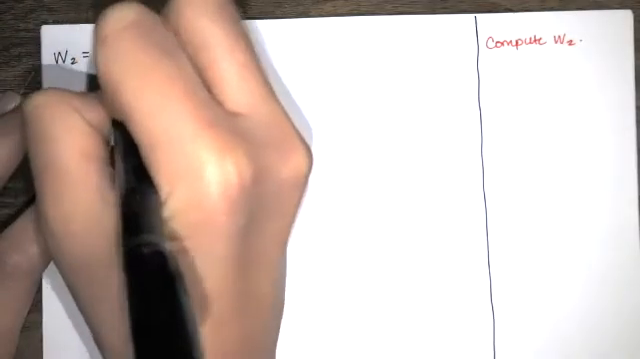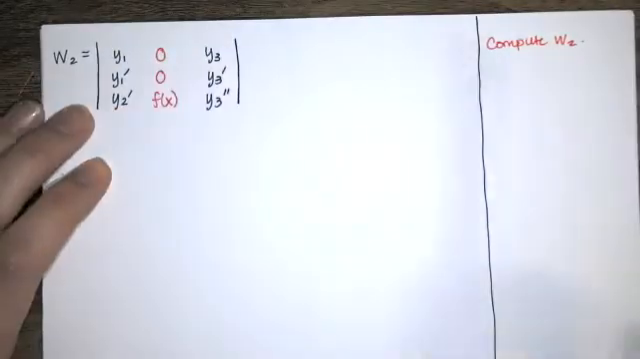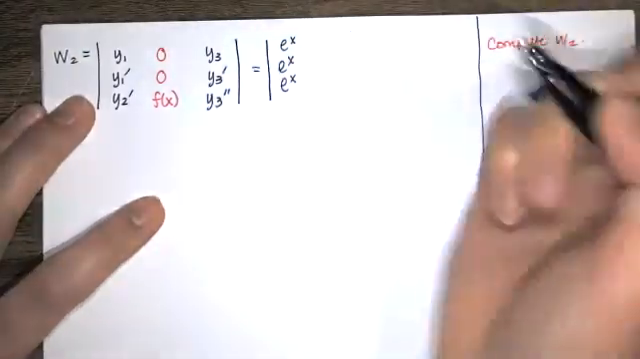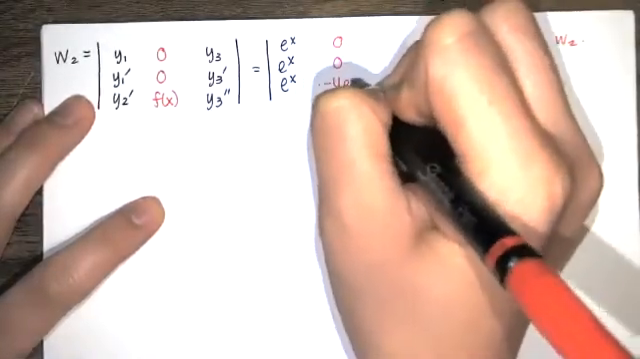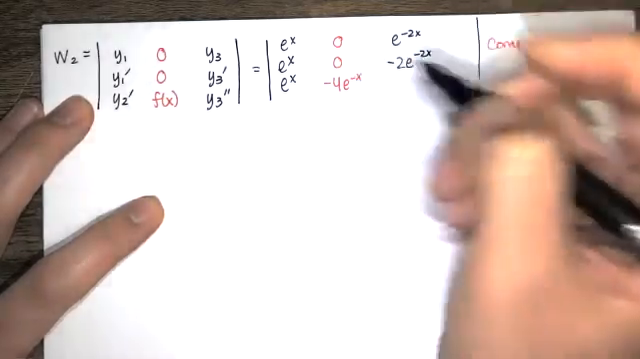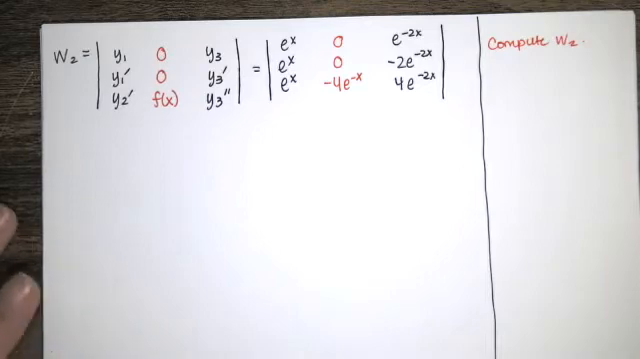Next, we will compute W2. Which is very similar. You just take the Wronskian and you swap out that middle column for 0, 0, and f of x. So our first one was just e to the x, e to the x, and e to the x. The second column is now 0, 0, and negative 4 e to the negative x. And the last column is this. Oh, this one's going to be nice and easy to do. The other ones aren't bad, it's just algebra. But it just takes a little bit more time.